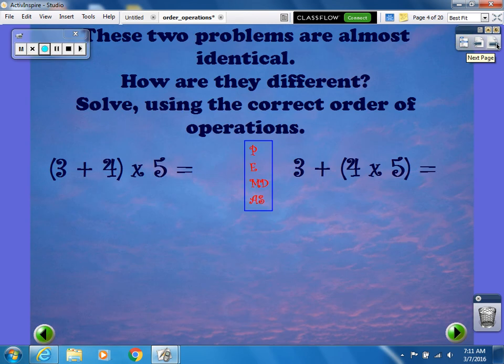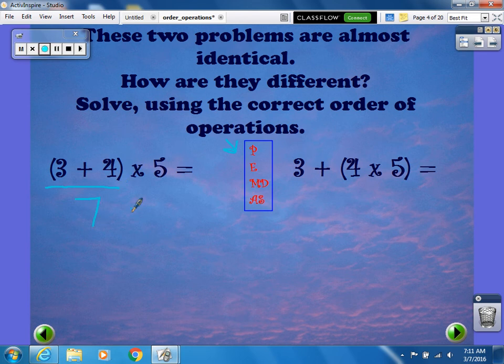So we have two problems here, and look right in the middle. We have please excuse my dear Aunt Sally. These two problems are almost identical. However, they are a little bit different, and we're going to solve using the correct order of operations. The first thing we have to do is parentheses. Is there any parentheses in the first problem? There is. There's 3 plus 4. So go ahead and solve. What is 3 plus 4? If you said 7, you've got it.